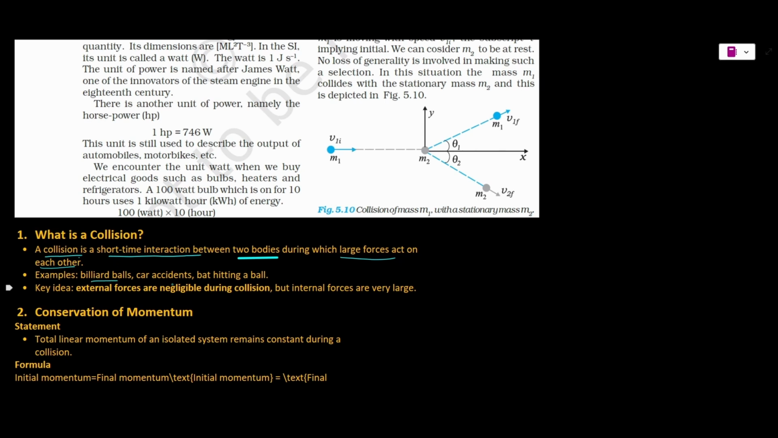The examples are billiard balls, car accidents, a bat hitting a ball. All these are examples of collision. There are many more examples, but these are just a few. The key idea behind studying collision is that we have to study internal forces. For that, some trivial or negligible external forces can be ignored. So we are ignoring these negligible forces, but internal forces are very large. This we consider.